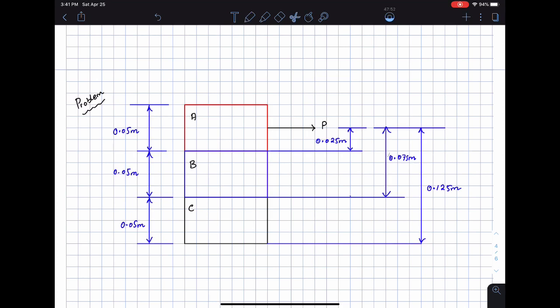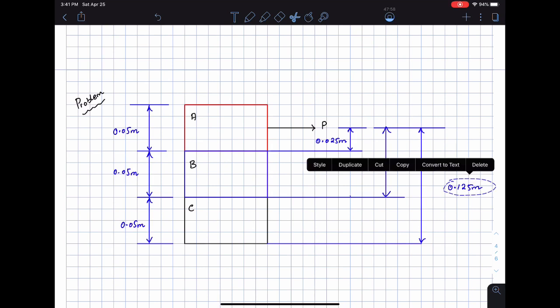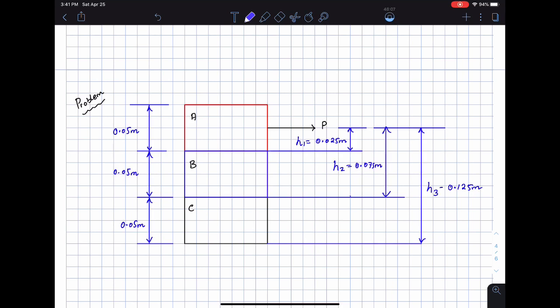So I'm just going to take this and bring it on here, and I'm going to scoot this out a little bit more. So this is going to be height H1. This is going to be height H2, and then this is going to be height H3. And if you want, the total height is 0.125 from the top, from the location of force P to the bottom of the box C.